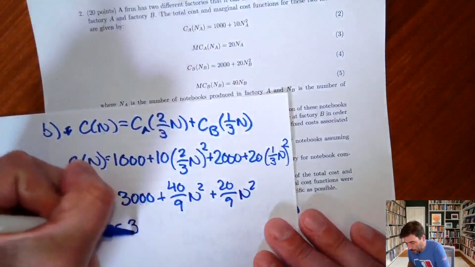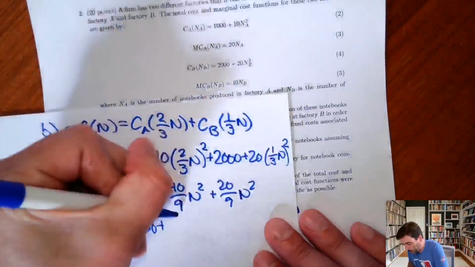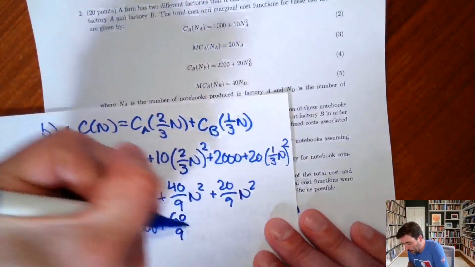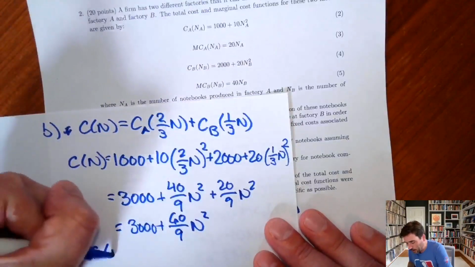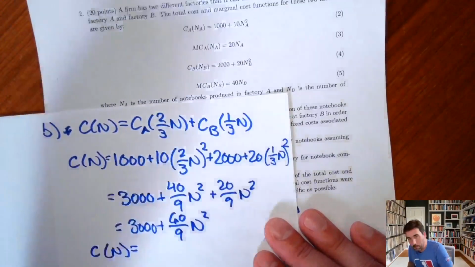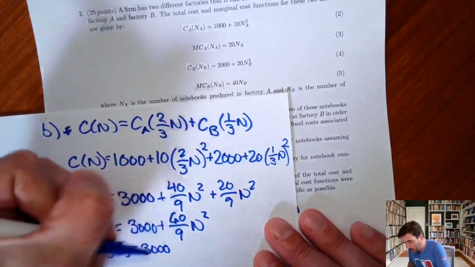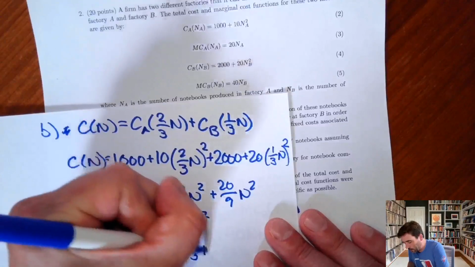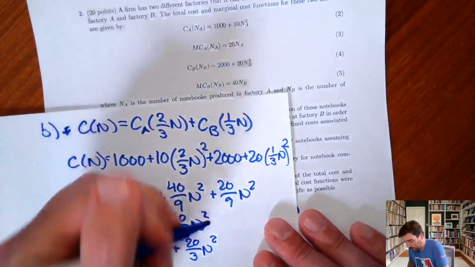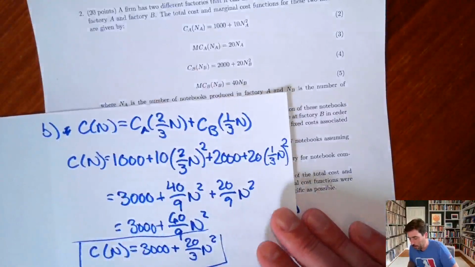Okay, so if I combine those things together, 40 plus 20 is going to be 60 over 9 N squared. And I can write that a little bit more simply by dividing the top and bottom by 3 here to get 3,000 plus 20 thirds N squared. All right, there's my cost function for part B.